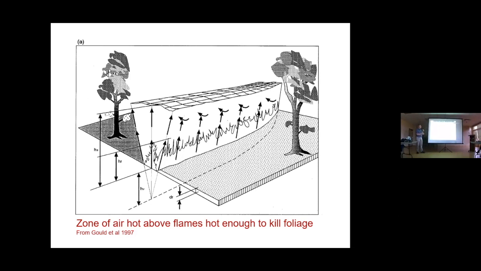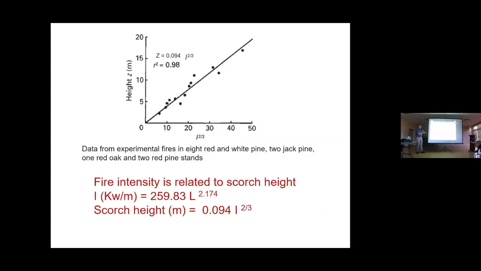So here is a relationship between the intensity of fire. You don't need to know what I to the power 2/3 is. It's kilowatts per meter times 259.83 times L raised to the power 2.174. Don't worry about that. It's a measure of intensity.